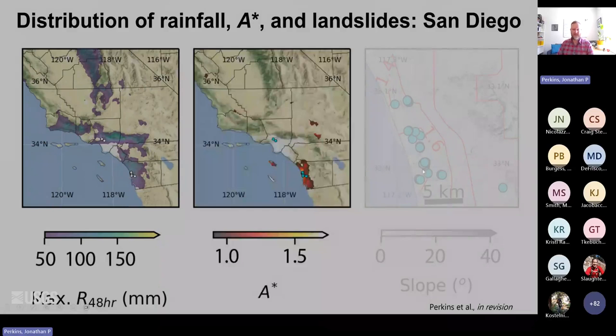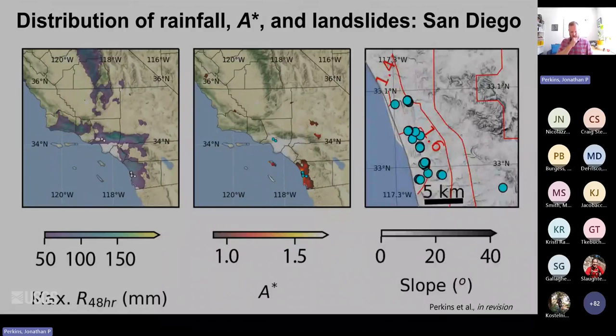But when you normalize that to the 10-year AWI, we see this nice bullseye of above-threshold A star right around the zone in Encinitas. So that's quite an encouraging response. And we can zoom in and see a little more clearly, we get these contours of A star that surround this population of landslides. And again, we don't know if there are more landslides mapped out here. There are a few examples that I'll show later from National Weather Service storm reports that suggest there were, but nobody's mapped it definitively.